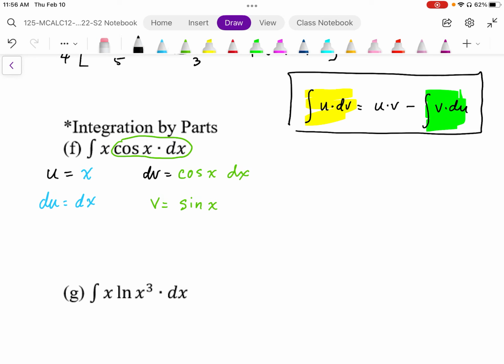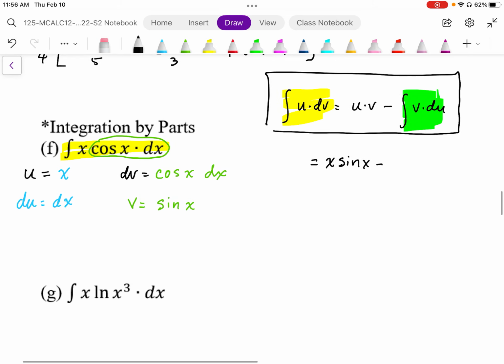So I'm starting with my u times dv. Okay, so this is what my starting point is. And I'm going to generate a new integral based on this formula. So it's going to be u times v, so x times sine x, minus, and this is a key part of this. This is what I'm looking for. The new integral is going to be v. So in this case, v is sine x. Okay, so my v is sine x. And then the du, well, the du is just a dx. There's my new integral. And I have to evaluate this new integral.